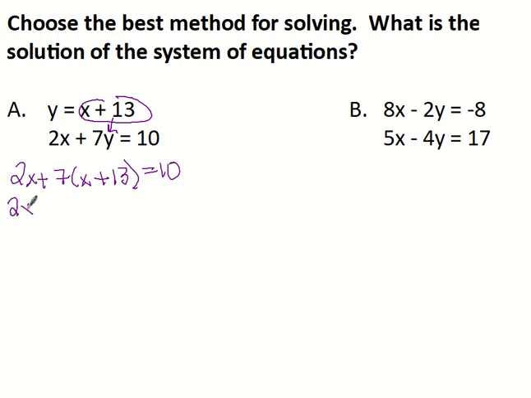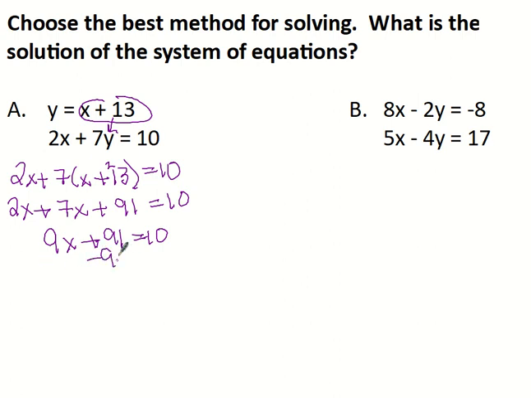So we get 2x plus 7x plus, what's that, 21, 7, 8, 9, 91? Geo, did you do substitution method for that first one? Yes, I did. Okay. Did you get 91 here? Yes. For 7 times 13? Mm-hmm. Okay. So then we get 9x plus 91 equals 10.